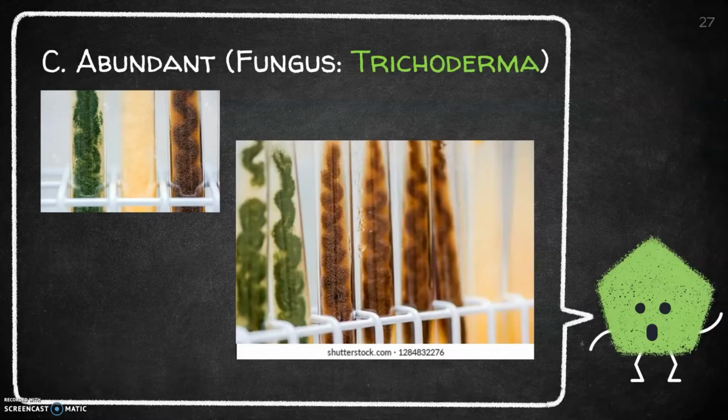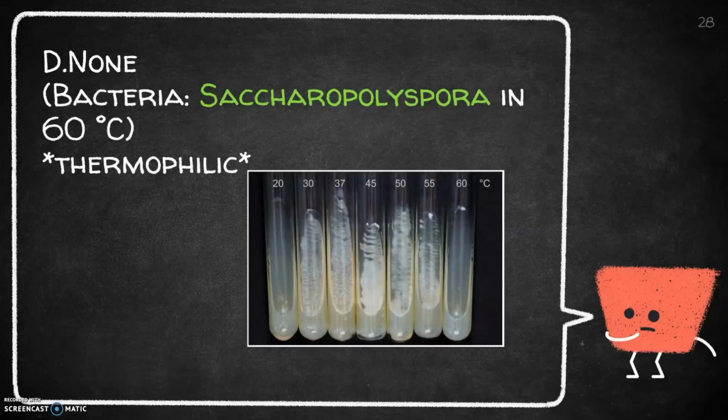Next, the abundant growth. In this agar slant, we can see the Trichoderma, which is a type of fungus in agar slants. Next is none or no growth. This represents the Saccharopolyspora, which is a thermophilic bacteria. We can observe in this picture that at 20 degrees Celsius and 60 degrees Celsius, there is no growth of colony, while from 30 to 55 degrees Celsius, there is abundant growth of Saccharopolyspora.